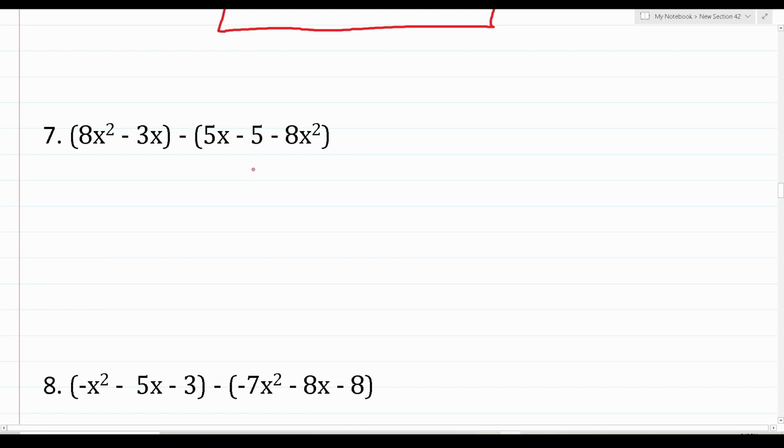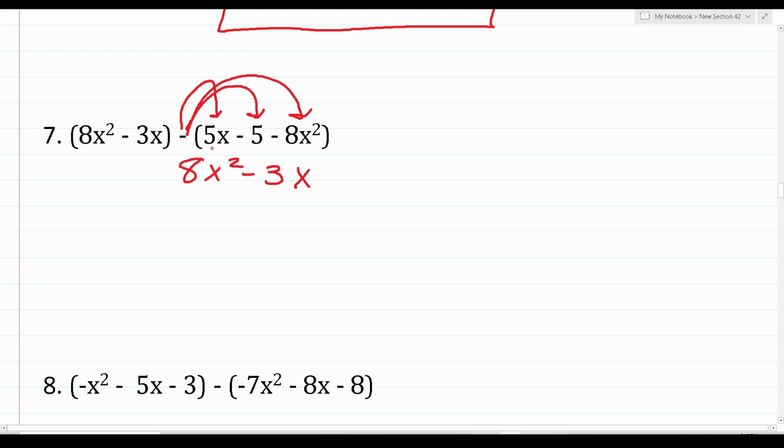All right, so number 7 says 8x squared minus 3x minus 5x minus 5 minus 8x squared. As you can see, we're taking this binomial and subtracting it by a trinomial. And so if you may recall, our first step is to drop our first set of parentheses such that this just becomes 8x squared minus 3x. Now we're going to take this negative and distribute it here, here, and finally here.